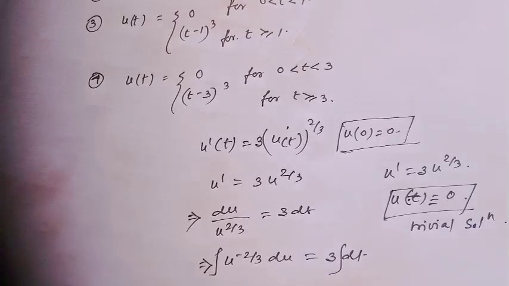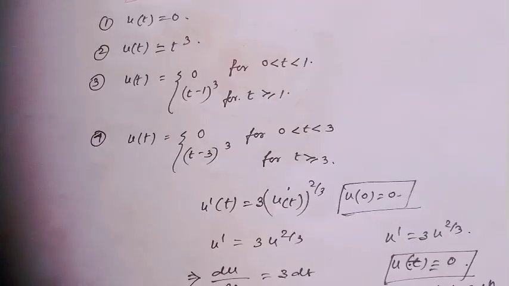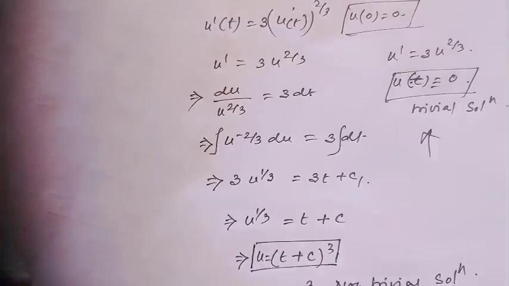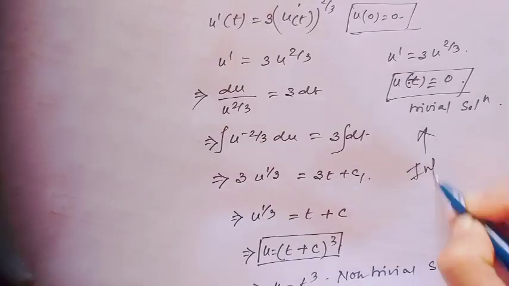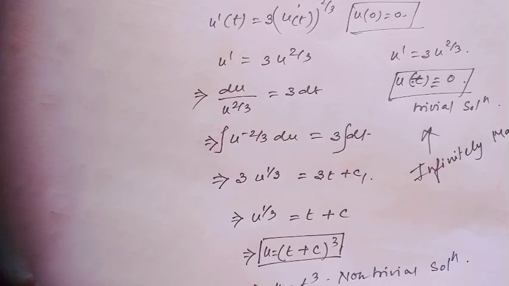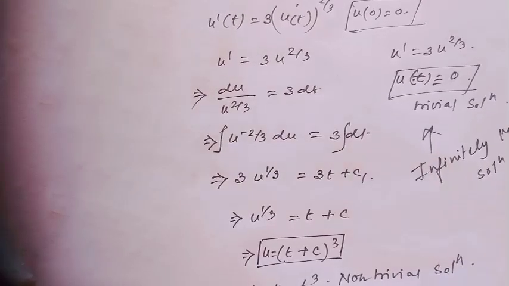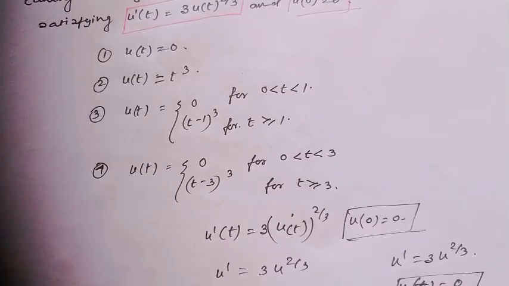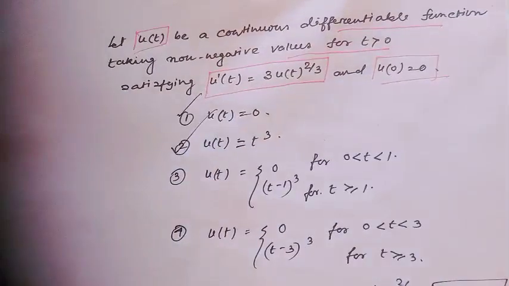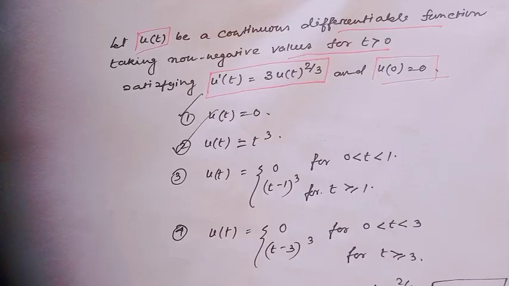So since there exist two solutions, trivial and non-trivial, obviously this initial value problem has infinitely many solutions. Okay? That means option 1 and option 2 are obviously right options. u(t) equal to 0 and u(t) equal to t cube are also right options.